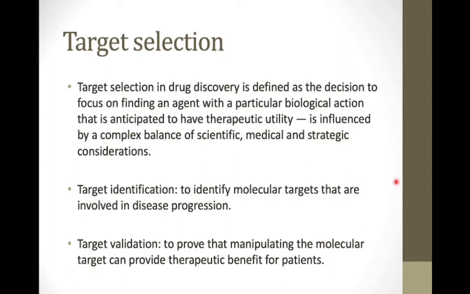Now focusing on target selection. Target selection in drug discovery is defined as the decision to focus on finding an agent with a particular biological action that's anticipated to have therapeutic utility, and is influenced by a complex balance of scientific, medical and strategic considerations. To find our target, we need to identify the molecular target involved in disease progression, so we need to understand how the disease progresses. Target validation helps us prove that by manipulating the molecular target, for example through RNAi, knocking out the target, we can provide a therapeutic benefit for patients.